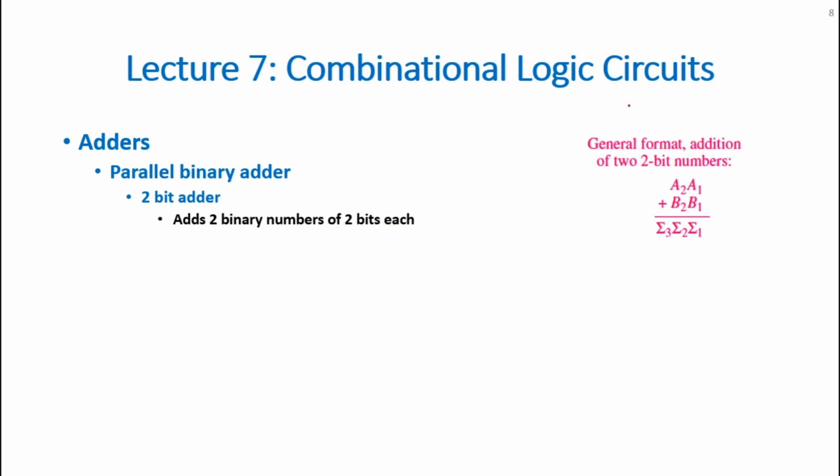The general format for adding 2-bit numbers can be given by the first number is A1, A2, the second number is B1, B2. When we are going to add them, we get summation 1, summation 2 and summation 3. Summation 3 will be any carry generated when we add these two numbers. Keep in mind that A1 and A2 are the least significant bits of these two corresponding numbers, and B1 and B2 are the most significant bits of these two numbers.